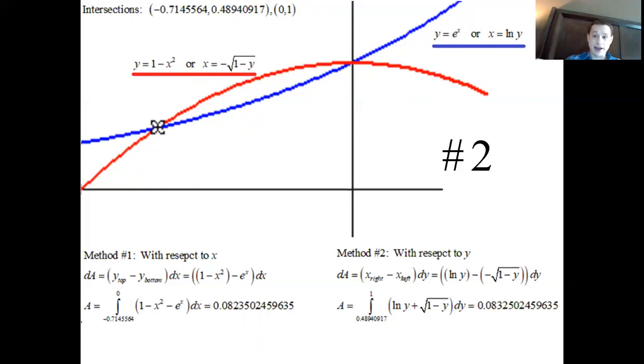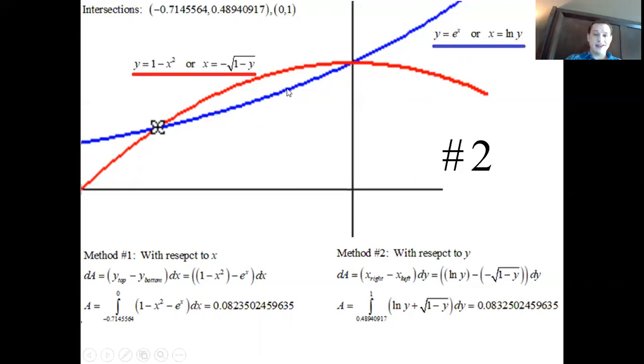But again, context. Where is this intersection? Where is this region you're trying to integrate? Well, it's over here on the left side of the plane. On the left side of the plane, x's are negative. So which one should you choose? The x is plus square root of 1 minus y, or x is negative square root of 1 minus y? Well, in this case, since x's are negative, you want to choose x is negative square root of 1 minus y. So what's the width of this thing?